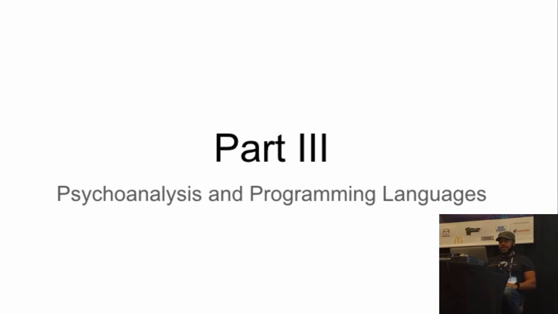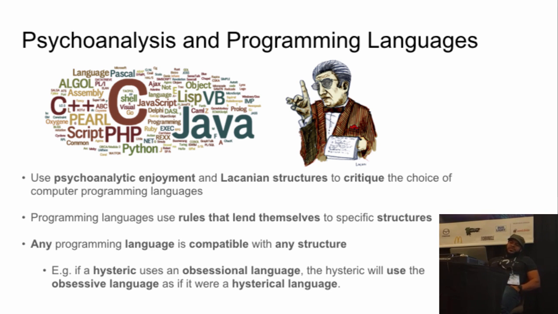Now we are going to get to applying this stuff to programming languages. All right, so we're going to use psychoanalytic enjoyment and Lacanian structures to critique the choice of computer programming languages. Programming languages use rules that lend themselves to specific structures, and any programming language is compatible with any structure. So if a hysteric uses an obsessional language, the hysteric will use the obsessive language as if it was a hysteric language. Another thing to remember is the obsessive person can have traits of another category. So an obsessive person can actually have traits of perversion. That would be pretty common, or even traits of hysteria and vice versa.